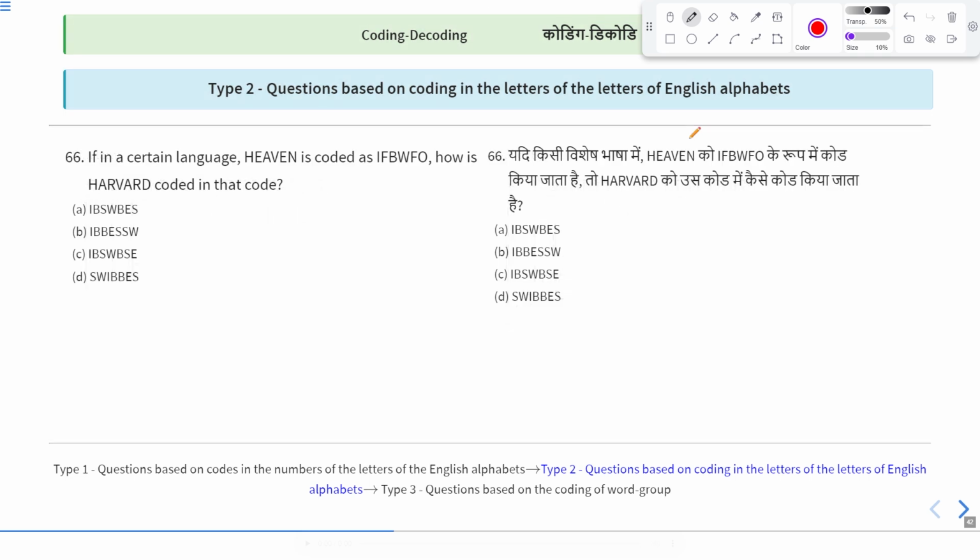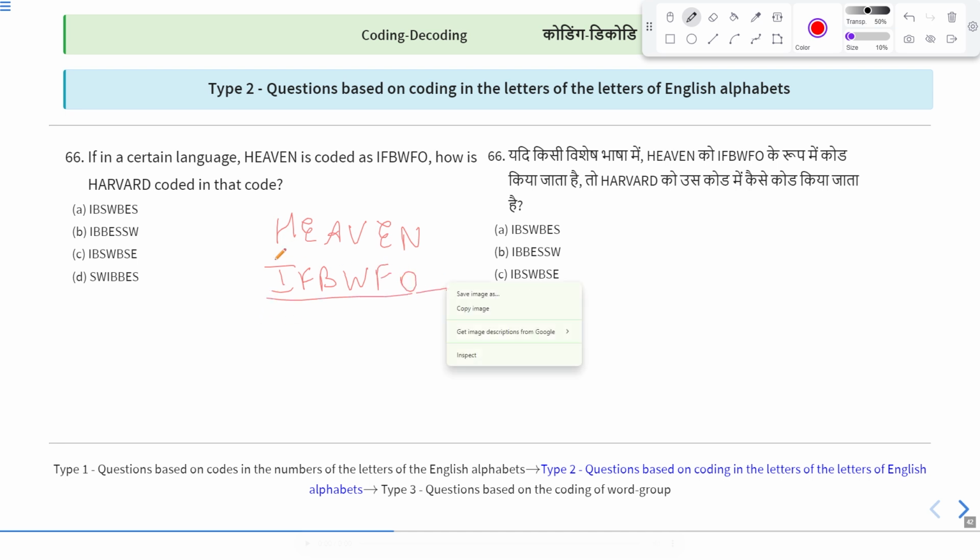Perfect. Plus 1. Similarly, H, E, A, V, E, N becomes I. We have a plus 1. H plus 1 I, E plus 1 F, A plus 1 B, V plus 1 W, E plus 1 F, N plus 1 O.